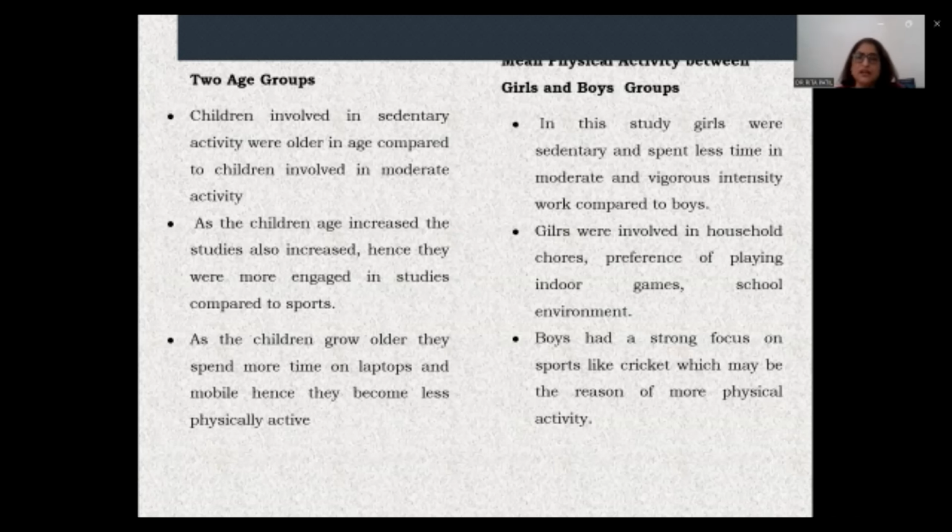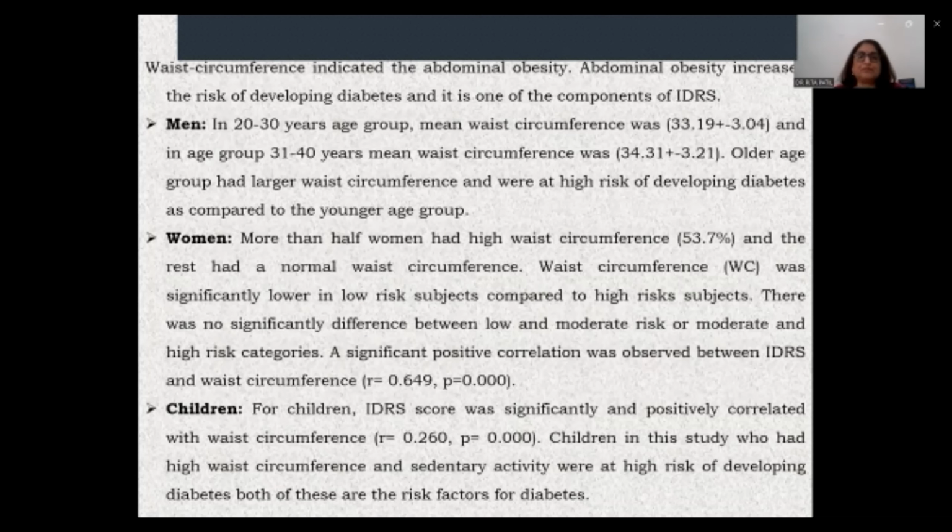This is true of Indian girls in any socioeconomic strata. We find that girls are always taught household work, household chores, and they also preferred playing more indoor games in the school environment. So girls, as a culture itself, tend to be more sedentary, whereas boys focused on active sports, which is maybe the reason they are more moderately active.